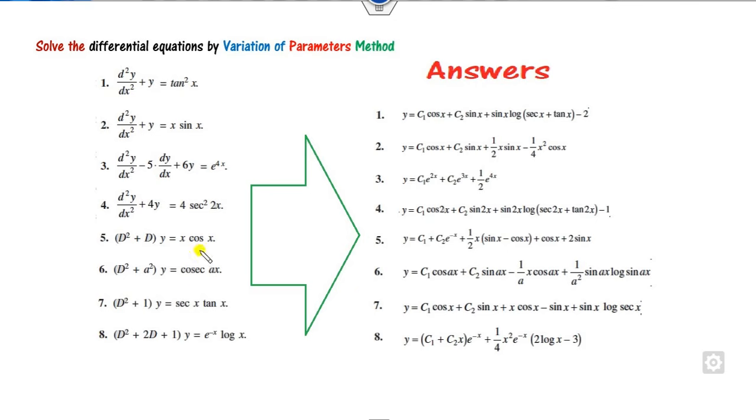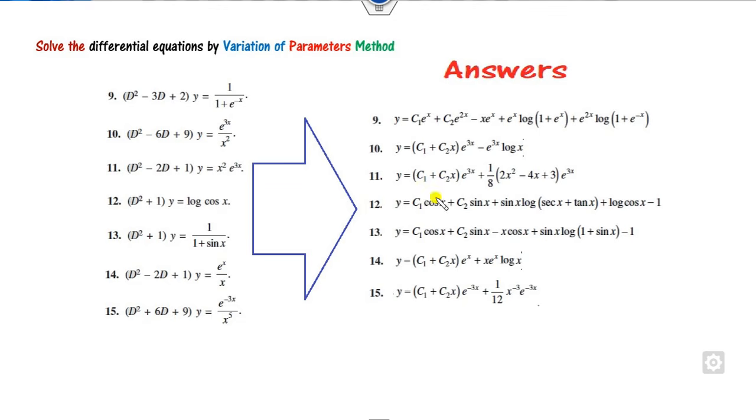These are the answers of the first 8 questions. These are the answers of the other 7 questions. You can try to solve these questions.